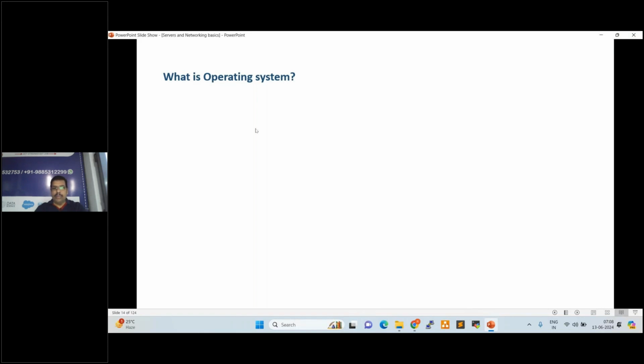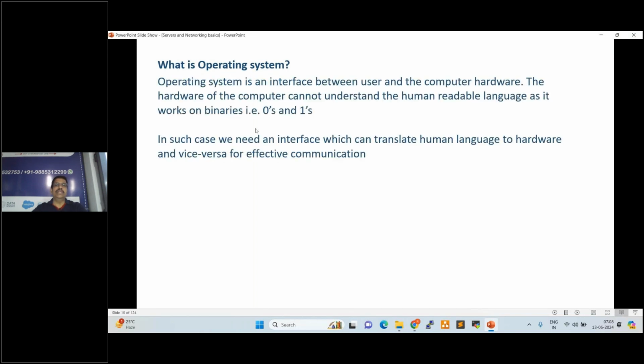So the operating system is an interface between the user and the computer hardware. The hardware of the computer cannot understand human-readable language as it works on binaries, that is zeros and ones. In such a case, we need an interface which can translate human language to hardware and vice versa for effective communication. You understand, right? It is an interface between the user and the computer hardware.